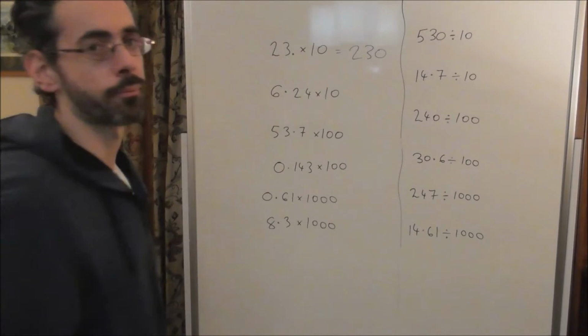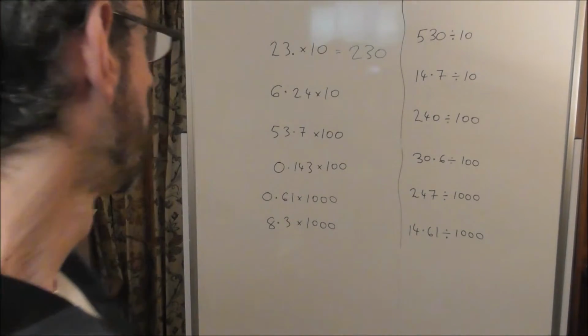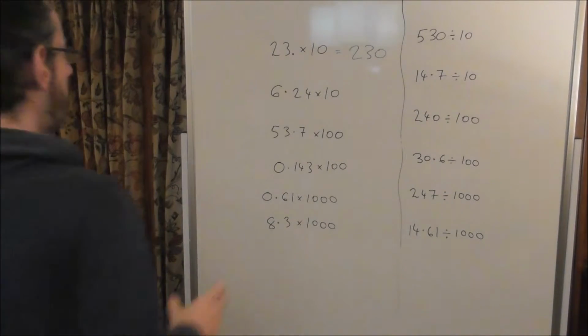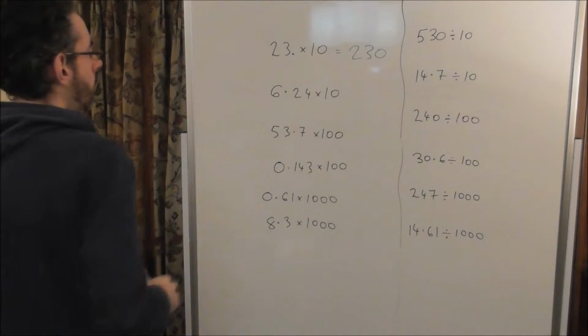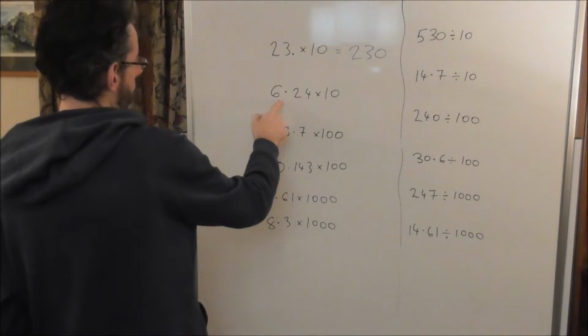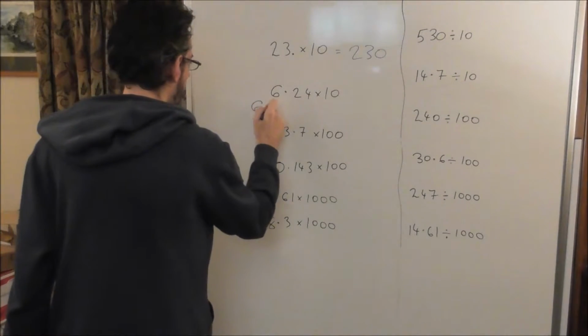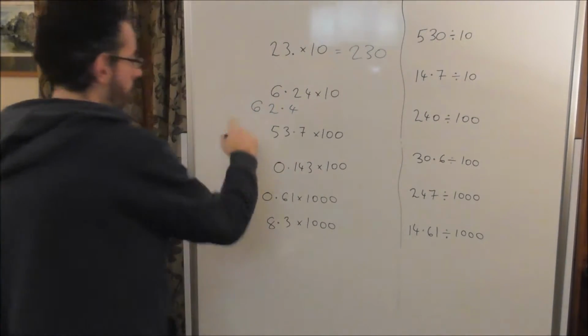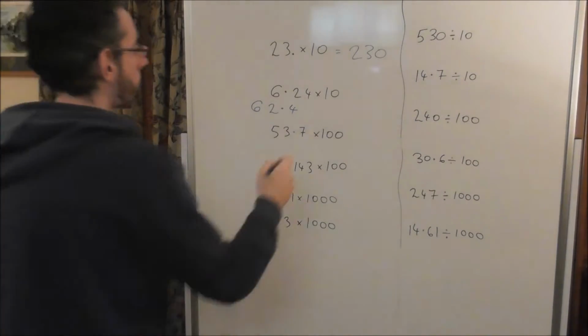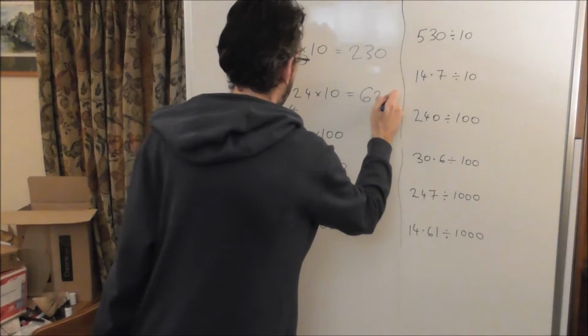6.24 times 10. So again, the digits move 1 place to the left when you multiply by 10. So the 2 is going to move past the decimal point, and the 4 is going to move to where the 2 is and stay behind the decimal point. So the digits are sort of going to do this. So the answer is going to be 62.4. Just write it over here. 62.4.